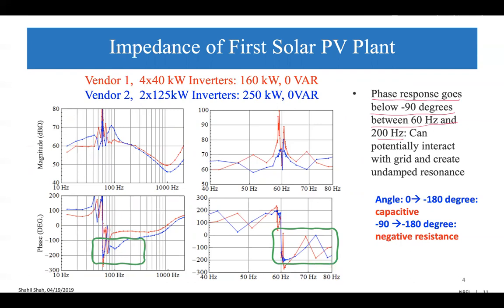If you look at the left and the right, the right is the zoomed part. From about 60 Hertz to more than 200 Hertz, right? This is 200 Hertz, and then this is 300. In fact, from 60 Hertz to 1000 Hertz, it's all capacitive. Pay more attention to this region: it is not only capacitive, but it also has negative resistance. So there's a potential for interaction that you can expect if your grid is inductive and this is capacitive with negative resistance.